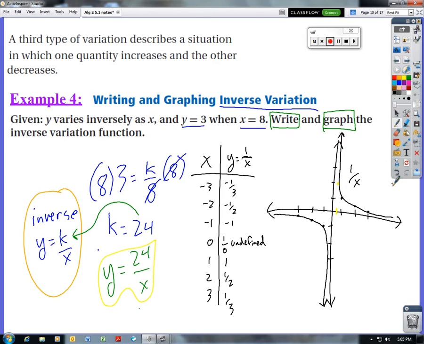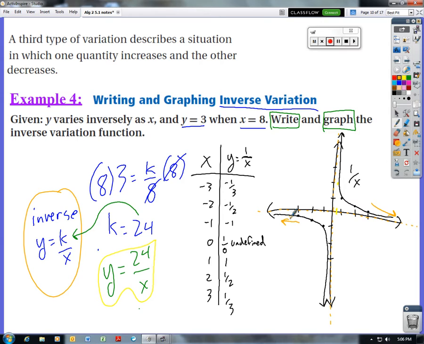So let's do the mathematician thing that we do and mark our asymptotes. We already discussed that it's not going to be able to cross the y-axis. It's undefined right there. But it's also never going to cross the x-axis. It's going to keep getting closer as it goes to the right, or closer as it goes to the left, but it's never going to touch.